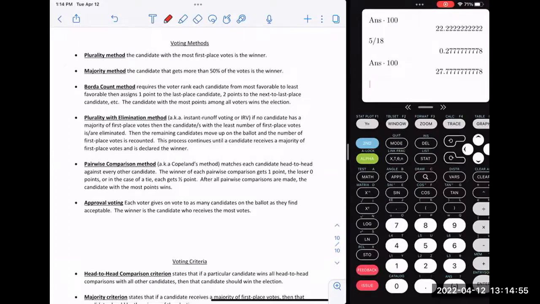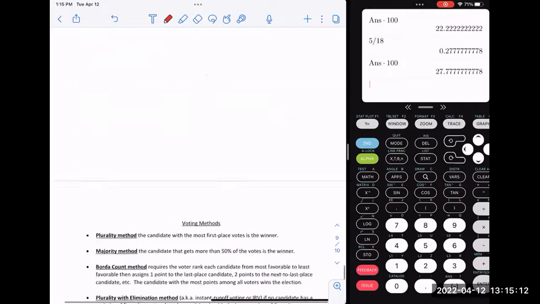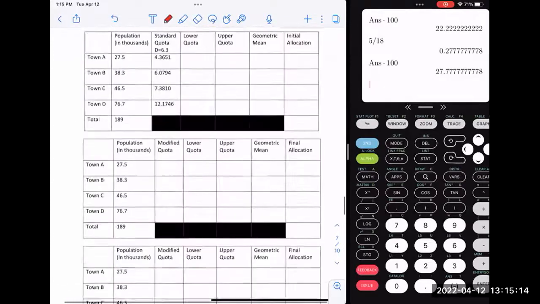They ask for a Borda count. So if you look at this, it says it requires the voter rank each candidate from their most favorable to least favorable. It assigns 1 point to the last place candidate, 2 points to the next to last place candidate, and so on. So the candidate then with the most points among all the voters wins the election. So we'll go through that one first.